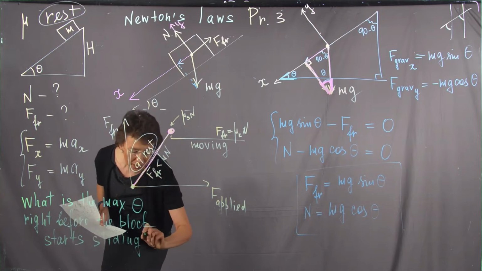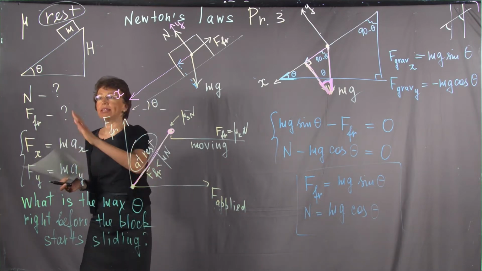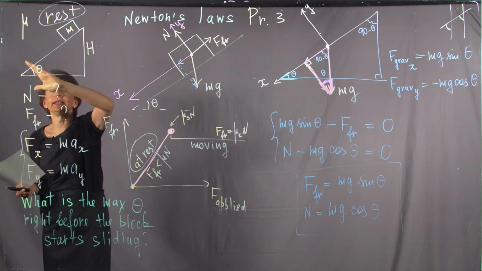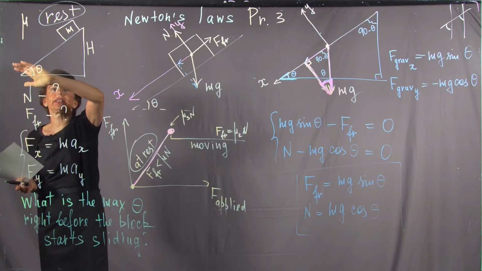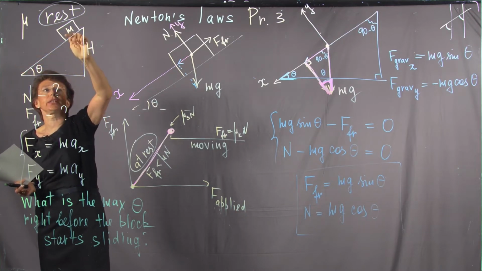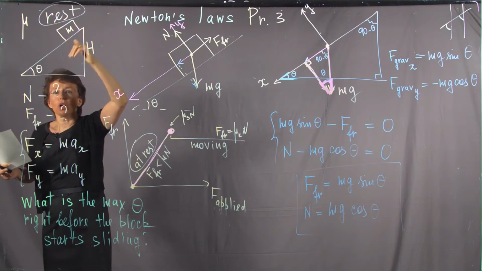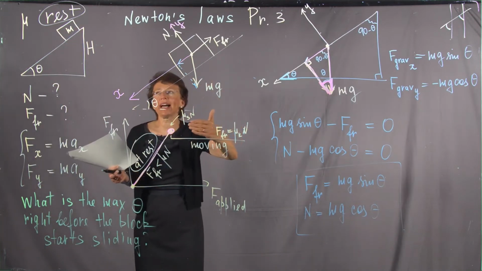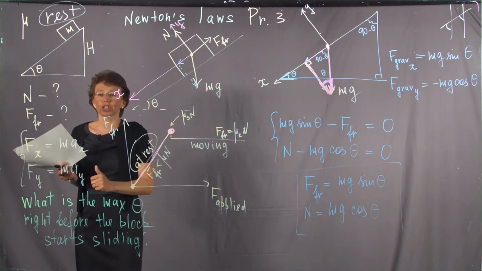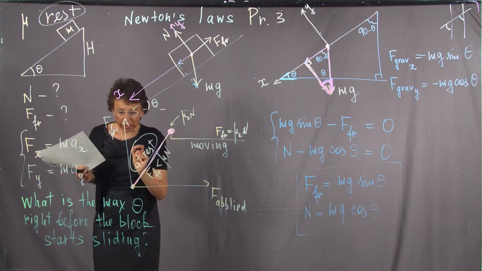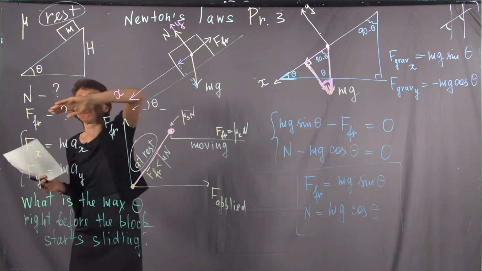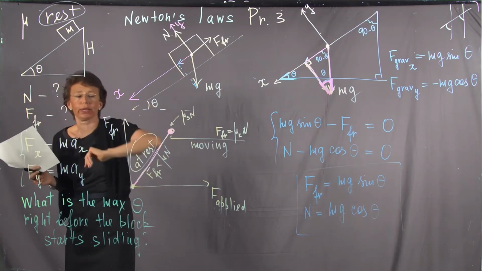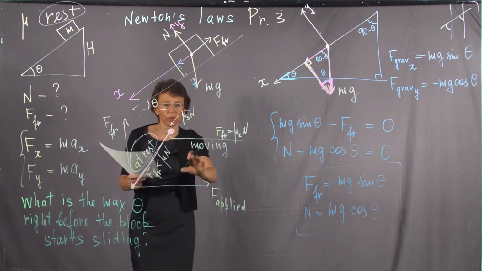So we understand that if I start increasing theta, theta is larger and larger, and at some point this block will start moving. So the force of gravity will be large enough to overcome friction. But what I'm looking for is the maximum angle right before it happens. So where are we on this diagram?